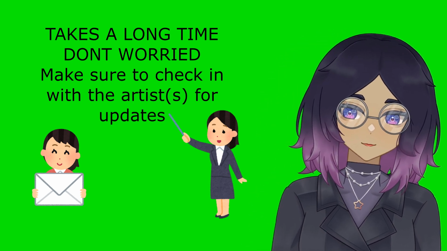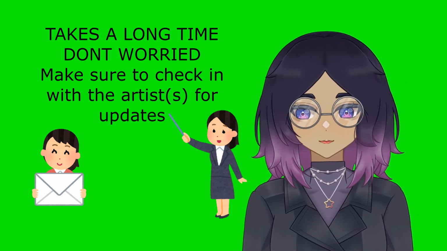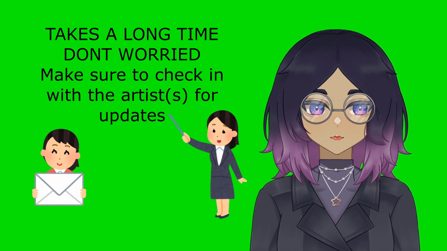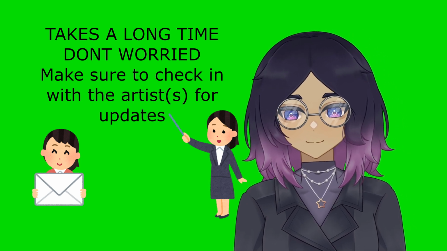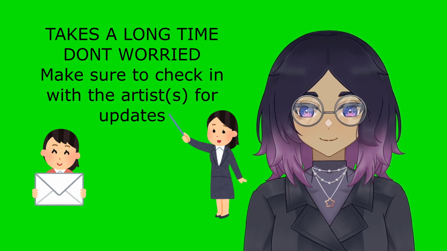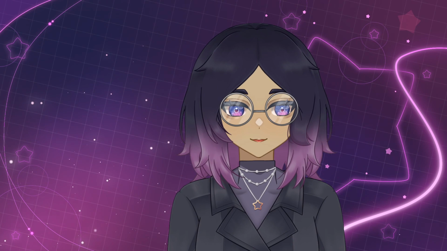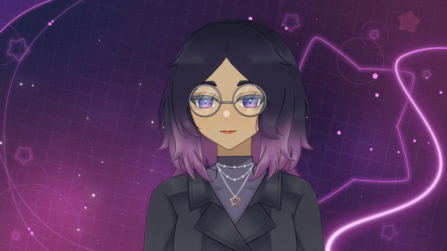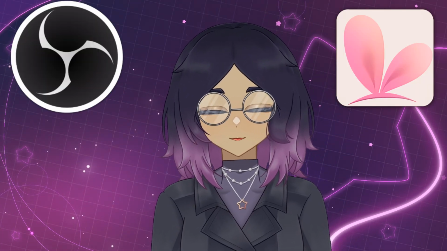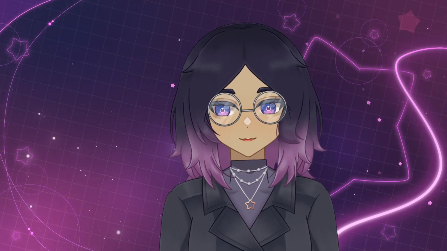Rigging is how you get the model to move. That could also take up to a month or two, or even longer, depending on how well you want the rigging to be and how fluid you want it to be. Then for the last step, once you get the actual VTuber, you want to set it up using either VTube Studio or OBS, and you can start streaming from there.